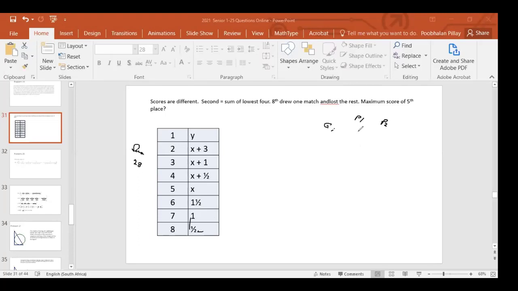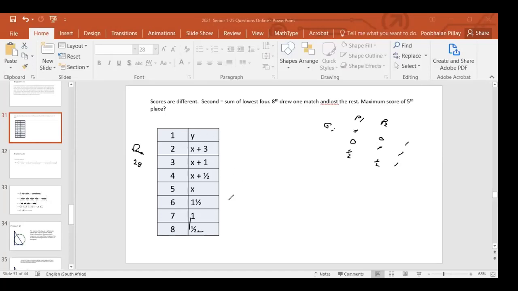Right? If player 1 won, this guy got 0. If player 1 lost, that guy got 1. And if they drew, they both got half. So the interesting thing about this is that in each game, the total score is 1. So the total score in each game is 1, and there are 28 games.